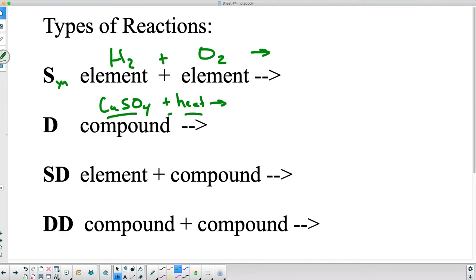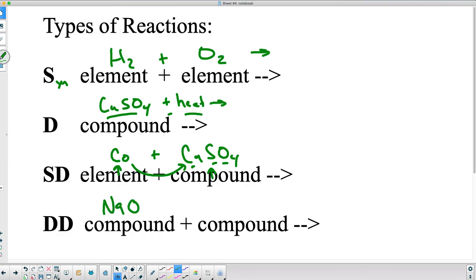For an element plus a compound, it might be something like, let's see, what would be a good example? How about cobalt plus, let's stay with copper sulfate, like that. And then cobalt would kick out the copper on the other side. But here we have an element with one capital letter. That's what this is, one capital letter. And here we have a compound with more than one. I have a C, an S, and an O, all capital letters, which means that this is definitely a compound. So element plus a compound.